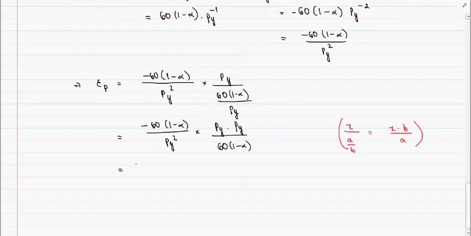Okay, so as you can see, I got -60 times 1 minus alpha divided by 60 times 1 minus alpha. Py times Py is Py squared divided by Py squared, so they cancel out, so I got -1 left. Okay, so the elasticity of demand is equal to -1.